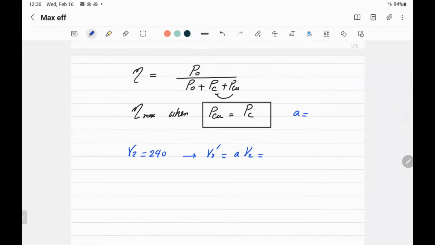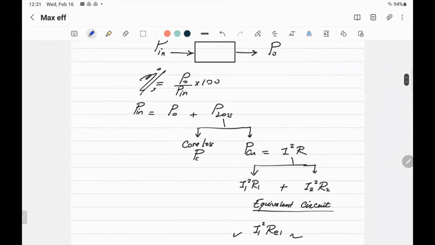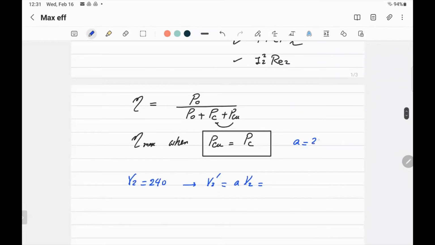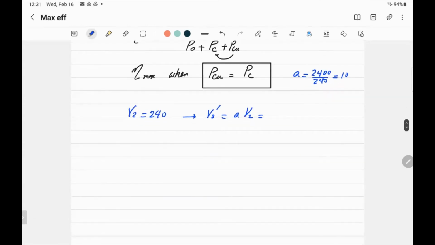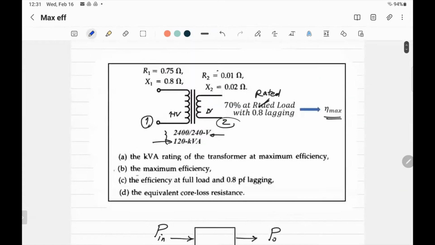It's given here. When you see 2400, 240, that's the turns ratio. So let's do it. 2400 by 240 will give you 10. So turns ratio A is equal to 10. So V2 dash on the other side will be 10 times 240, equal to 2400 volts.